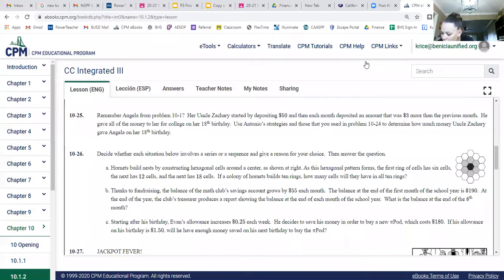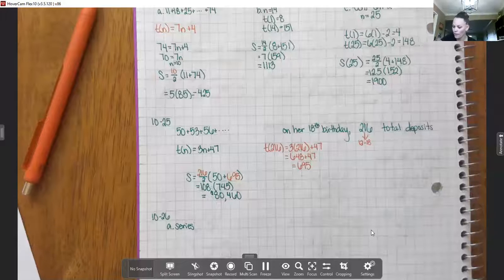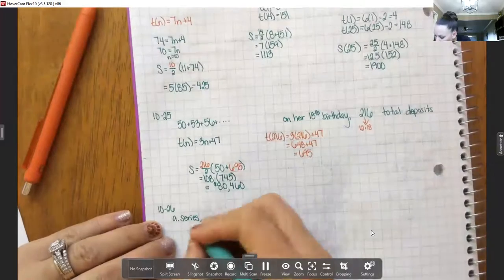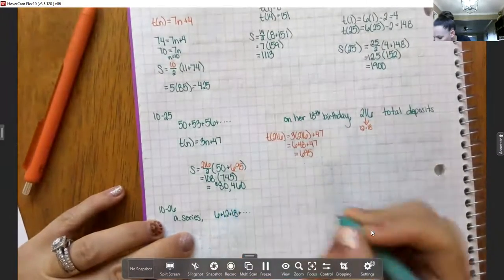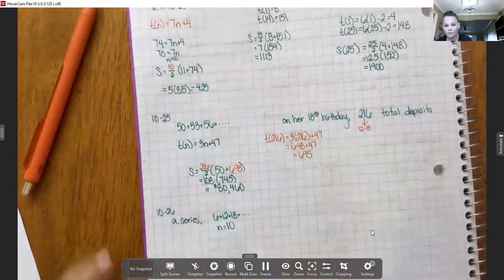Okay, so yes, A is a series. Most of you said that. A few of you were unsure, and that's okay. But basically, think of what's going on here. They add 6, then the next ring adds 12, then the next one's going to add 18, and we're going to add 10 rings total. And they want to know how many cells they will have in all 10 rings, so you're going to add all of them up. So it's a series. We know it's 6 plus 12 plus 18 plus ..., and we know n is equal to 10.